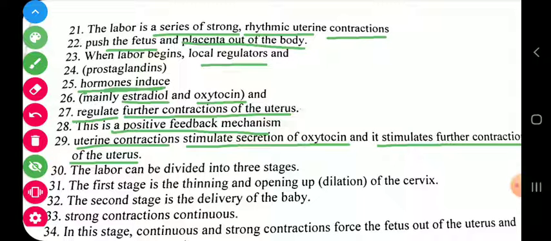The labor can be divided into 3 stages. So what are the 3 stages of labor? The first stage is the thinning and the opening up, the dilation, of the cervix. The second stage is the delivery of the baby.